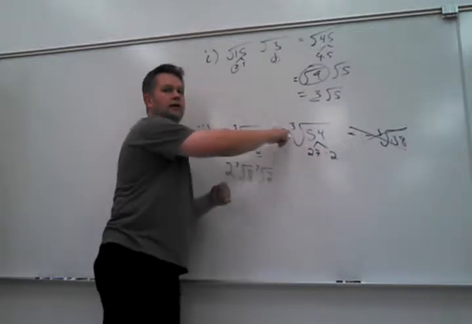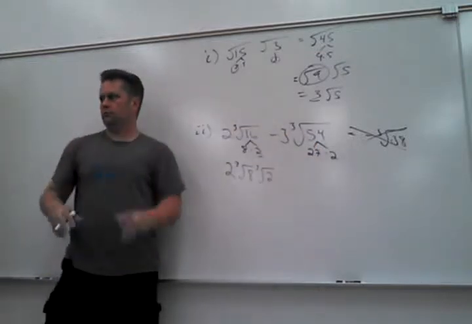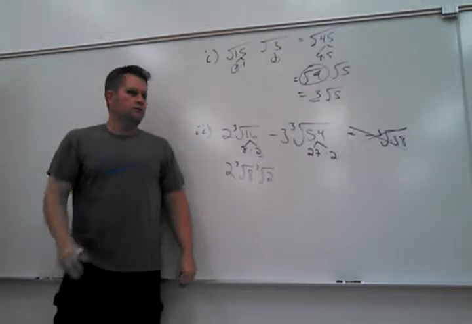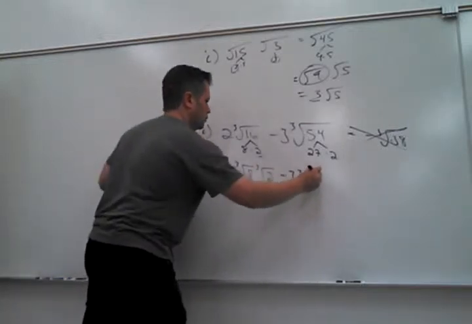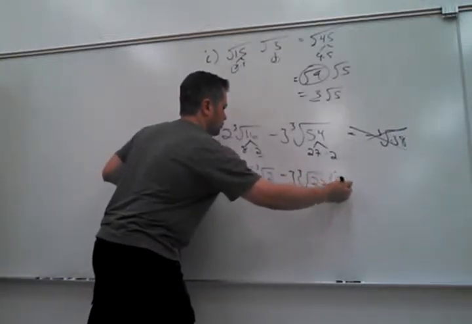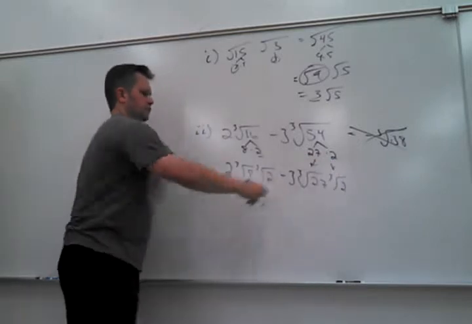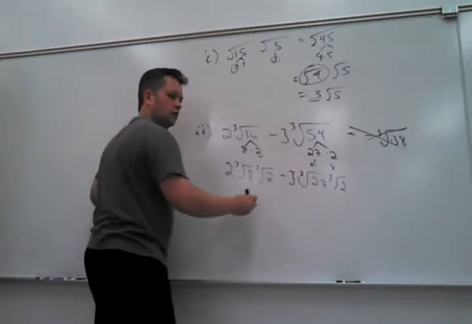27. And 27, thank God, is a cube rootable number. So this is minus 3 cube root of 27, cube root of 2. So I just split it up. Minus 9 now. I love it.